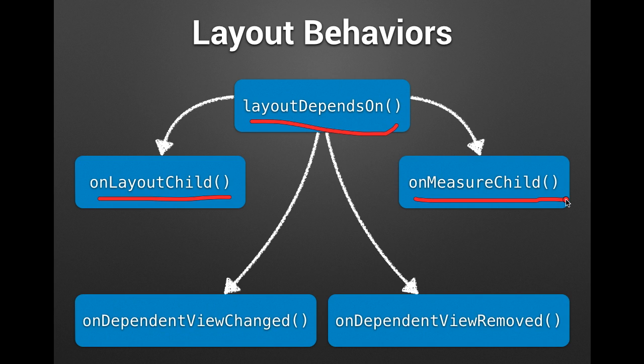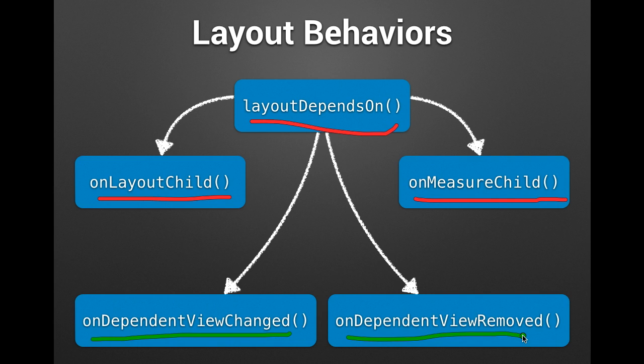Now, this is similar to other measure and layout callbacks. These are only really going to be called once, or once every so often when there's a significant change to the structure of the layout. So these are sort of those same initial callbacks. The extra callbacks that are going to be a little bit more helpful for your control are going to be on dependent view changed and removed. These methods are going to be triggered by coordinator layout for every incremental change to that dependent view.